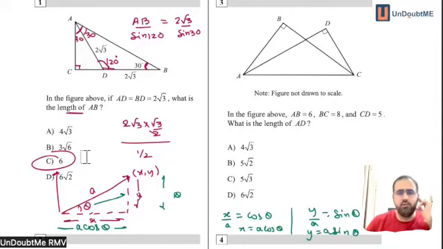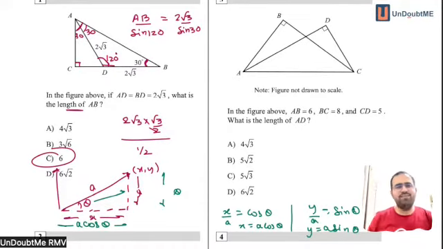In the figure above, AB is 6, BC is 8, CD is 5. What is the length of AD? Look, AC is a common hypotenuse for both the triangles. That is the logic. Try to get the answer. I'll wait for your answer for this question.